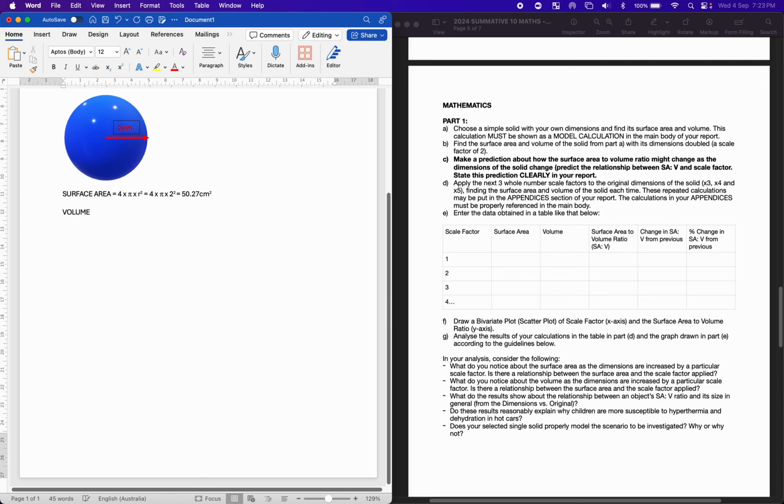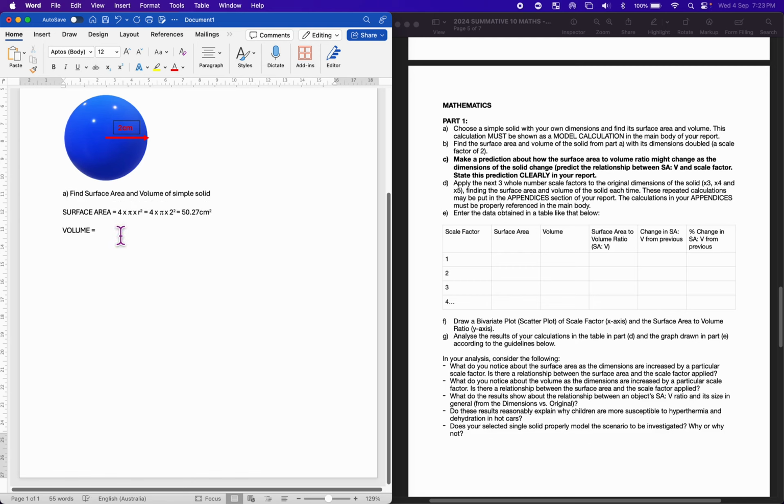Volume, which is a simple solid. So what I'm doing here is letter A, find surface area and volume of simple solid. Undo automatic numbering.